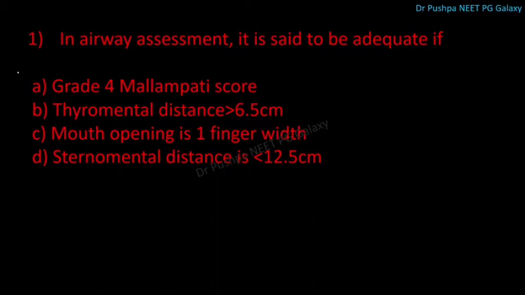First question is, in airway assessment, it is said to be adequate if: grade 4 Mallampati score, thyromental distance is more than 6.5 cm, mouth opening is one finger width, sternomental distance is less than 12.5 cm. The correct answer is thyromental distance is more than 6.5 cm. What is this airway assessment method? In this, we will assess the airway.